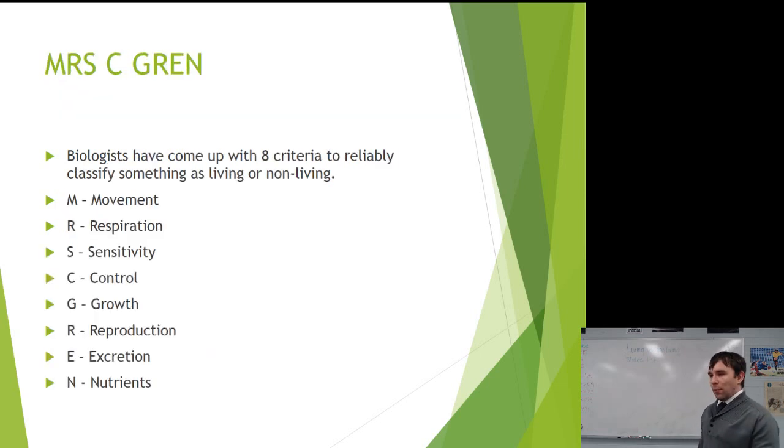We can use an acronym, which we use here, which is Mrs. C. Grant. So the M stands for movement, the R stands for respiration, S for sensitivity, C for control, G for growth, R for reproduction, E for excretion, and N for nutrients.